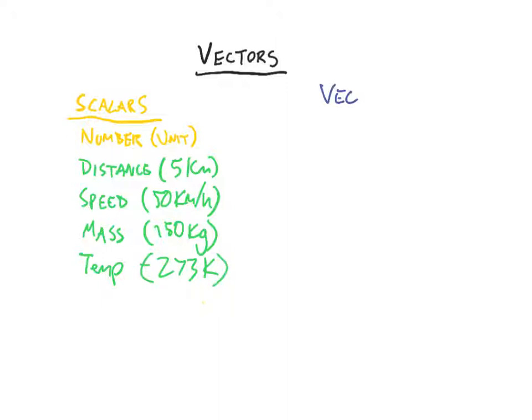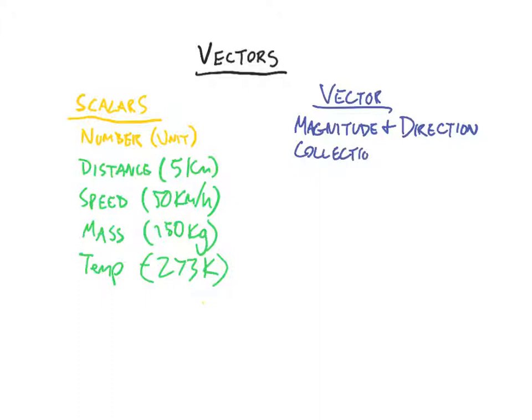So then what's a vector? A vector is basically a magnitude and a direction. The other way you can think of it is as a collection of numbers. That's probably closer to the way that a computer scientist thinks about vectors.